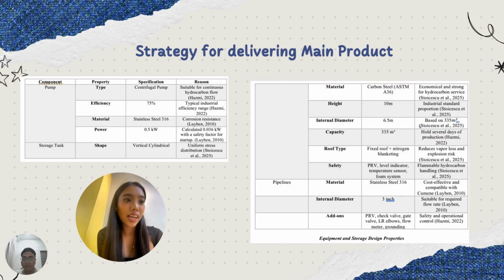For equipment design, we selected a centrifugal pump with 75% efficiency, which is suitable for continuous hydrocarbon flow. Although the calculated power is small, we selected a 0.5 kilowatt pump to ensure reliable operation. The storage tank is a vertical cylindrical tank made of carbon steel ASTM A36 with a diameter of 6.5 meters, a height of 10 meters, and a capacity of about 335 cubic meters.